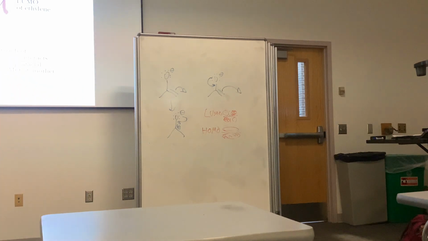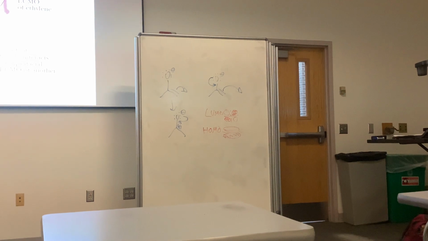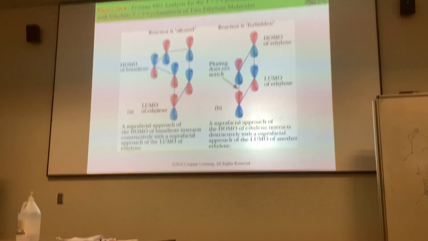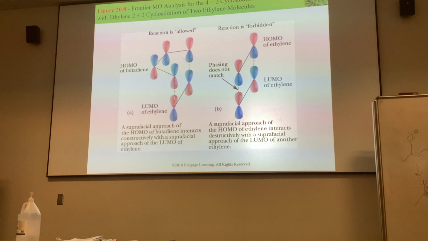HOMO, LUMO. In this case, we have the HOMO of butadiene, which has one node right there in the middle, because we're looking at the highest occupied, and then the lowest unoccupied of ethylene has a node, so they're opposite to each other. But that actually lines up perfectly here. So that's why this is allowed. Not allowed is when we have two ethylenes, so we've got a HOMO and a LUMO next to each other. One of them has stuff on the same side, and one has the opposites. So they don't line up nicely, so not allowed.